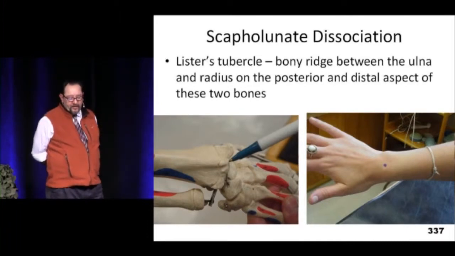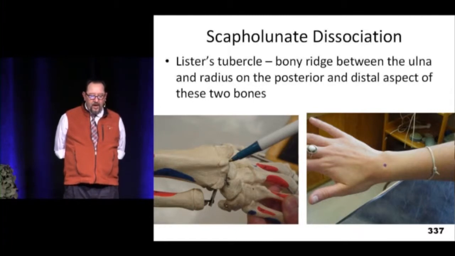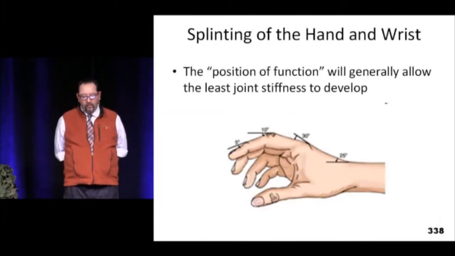This is also an image showing scapholunate dissociation. The pen tip is on Lister's tubercle, and it's showing you it's right over the scapholunate joint. That probably should have been a little earlier.